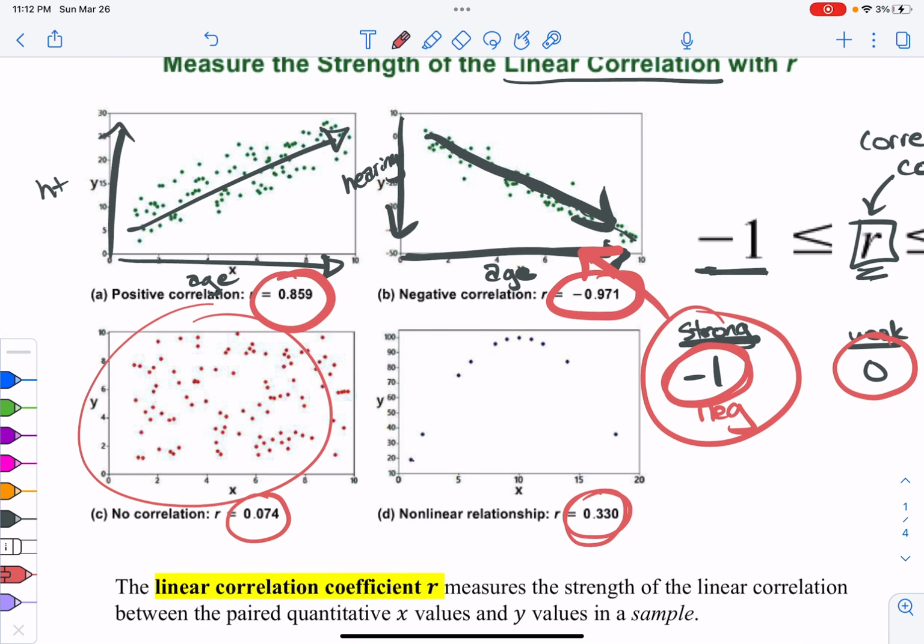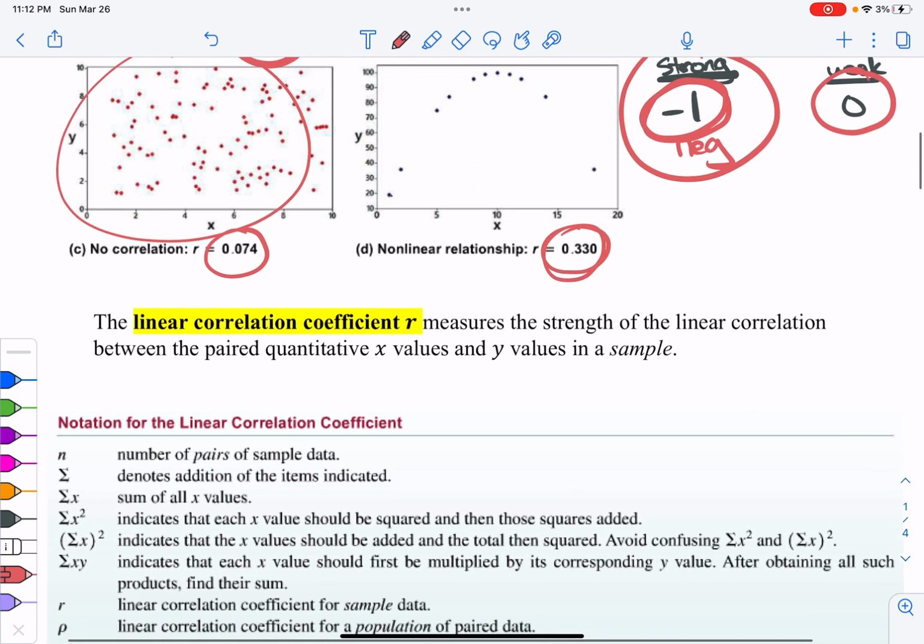On your homework assignment, I think it's number 3, you're having to match the R value with the graph. Okay, and so I'm going to have you guys do that one for homework for tomorrow, but we'll go through that here in just a second.